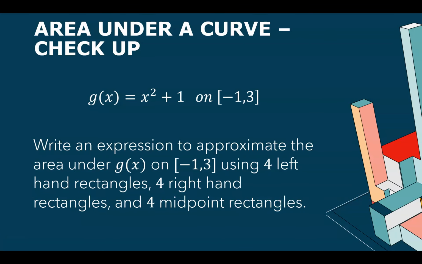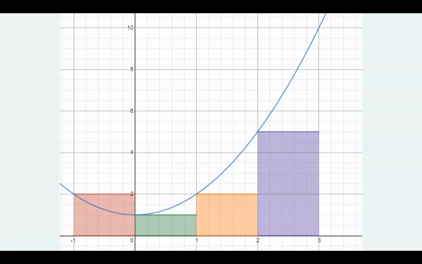Anyway, let's do a quick checkup. Make sure you're on board and ready for this. If you have no idea how to do this, or this is a struggle, I think we need to go back and practice more before generalizing to more rectangles. So g of x is a parabola, x squared plus 1, on the interval -1 to 3. And we're going to write some expressions. One to approximate the area under g on -1 to 3 using 4 left-hand rectangles. Another approximation using 4 right-hand rectangles, and one using 4 midpoint rectangles.